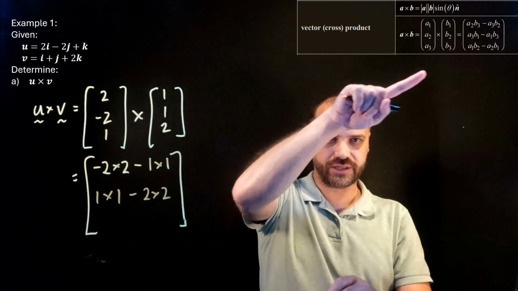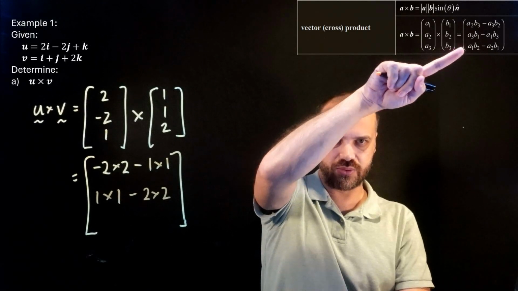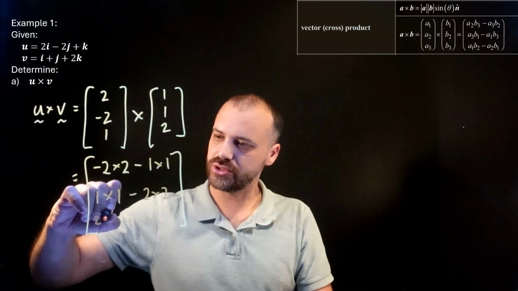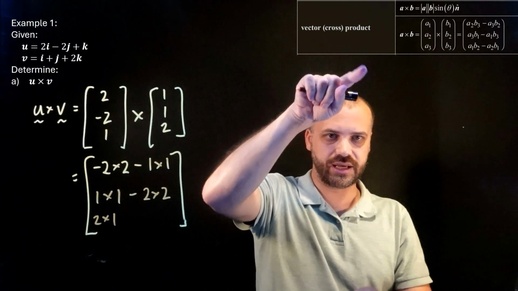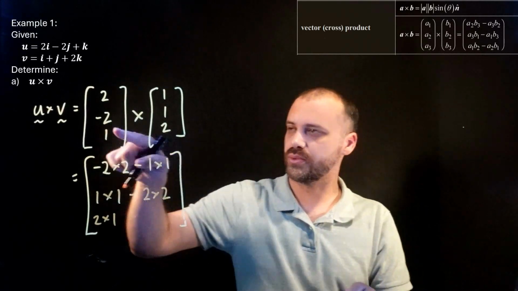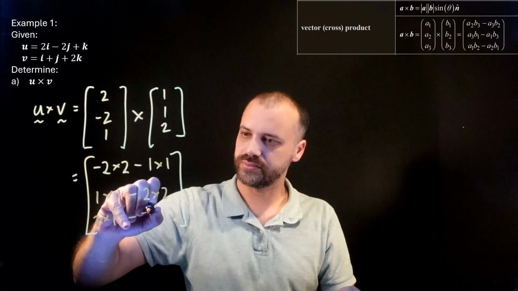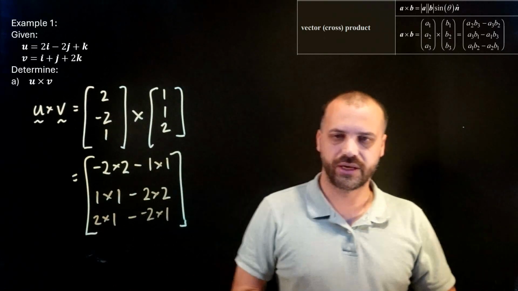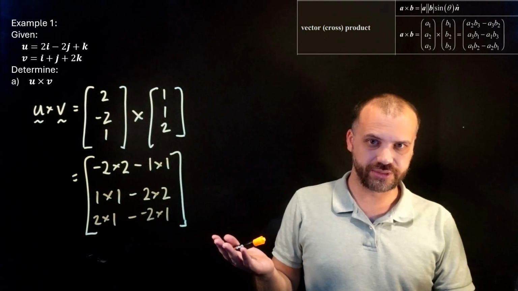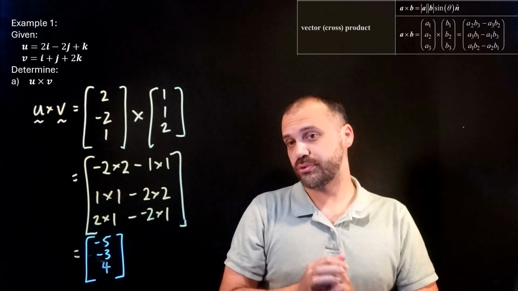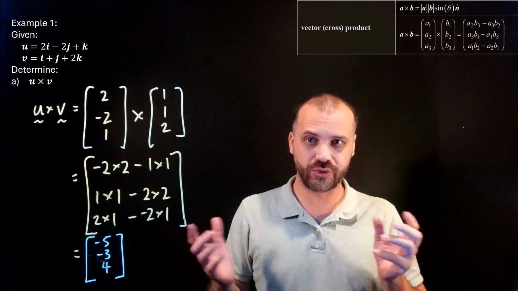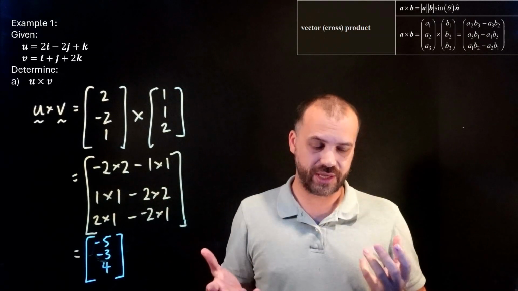And finally, to come up with the third one, we're doing A1 times B2, so 2 times 1, and minus A2 times B1, negative 2 times 1. Okay, done. And then you just calculate that. You don't need to watch me do that. So we've done it. The cross product of U and V is (-5, -3, 4). We've solved this question.